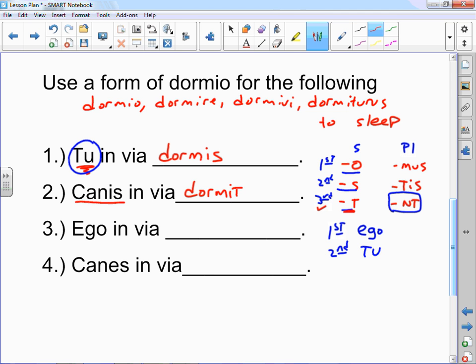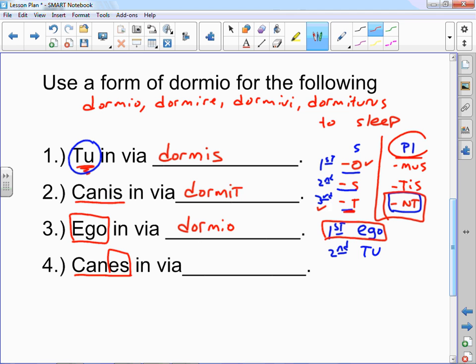For the next one, I have another one, ego. Here it is, right here, first person singular. So I need to use the letter O. Dormio. Number four, I have canes. It ends in ES. That makes it a nominative plural. So I need a plural. There it is. I need a plural. So I need to use NT.